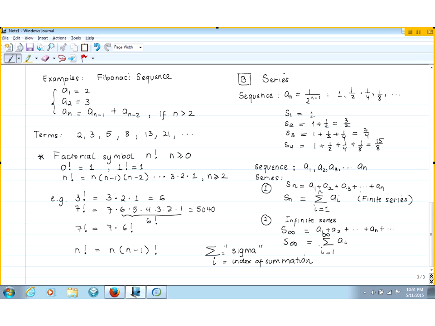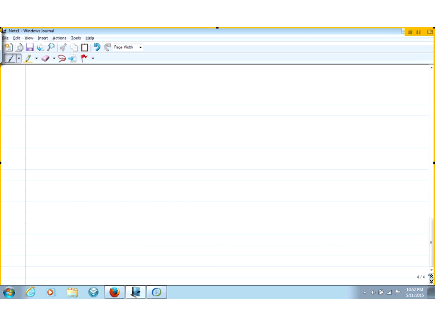So now, let's talk about the summation properties and summation rules. A series is a sum of a sequence. Summation property: sigma signifies the summation. Now let's write down the properties of the sigma.